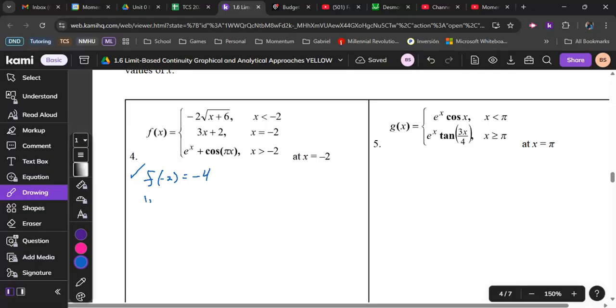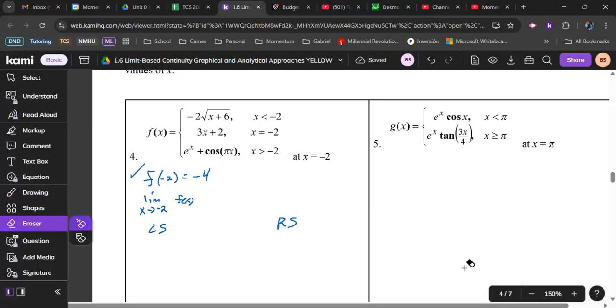Second criteria is we need to know if the limit as x approaches -2 of f of x exists. Well, to do that, I need to look at both the left side and the right side. Would you agree? All right, so let's do that. Let's look at both the left and right side. On the left side, which function do I need to use? The top one, right? When it's smaller.